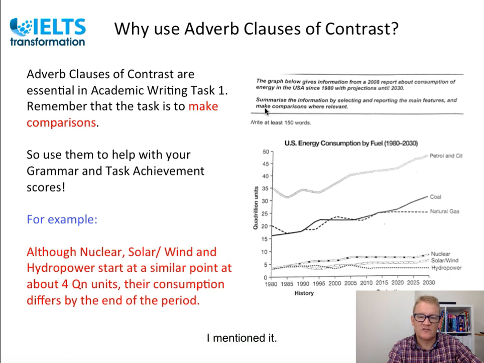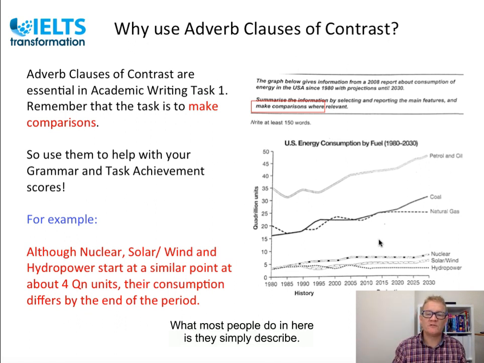Now let's look at this. I mentioned it. Have a look here. I think I've highlighted it. Good. Make comparisons where relevant. Well, look at this task. It's always relevant. That's what the question is. It's a comparison. That's what the graph is. It's a comparison of what types of energy are consumed in the United States. So it's absolutely essential. Everything we talk about here is going to help you to answer that.